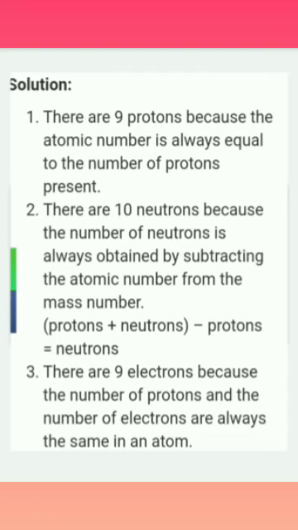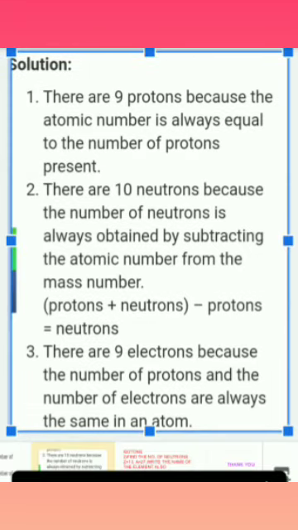Let us see the answer. There are 9 protons because the atomic number is always equal to the number of protons. And there are 10 neutrons because the number of neutrons is always obtained by subtracting the atomic number from the atomic mass. And then 9 electrons because the number of protons and the number of electrons are always the same in an atom. Then only the atom becomes neutral.